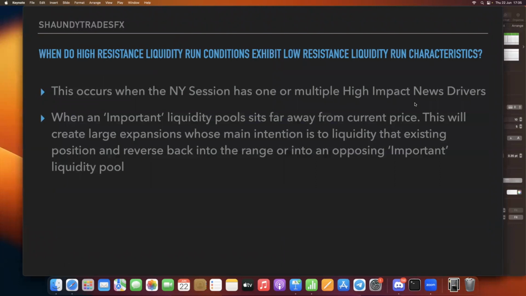When do high resistance liquidity run conditions exhibit low resistance liquidity run characteristics? There are going to be days in which a high resistance day looks to be a low resistance day. This is when the New York session has one or multiple high impact news drivers. The compression or the anticipation of volatility causes price to exhibit low resistance liquidity runs within a high resistance framework.